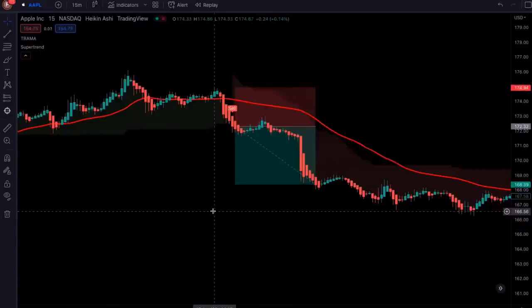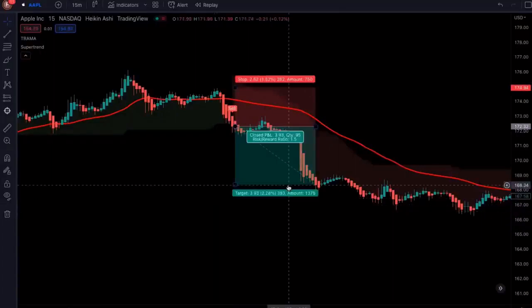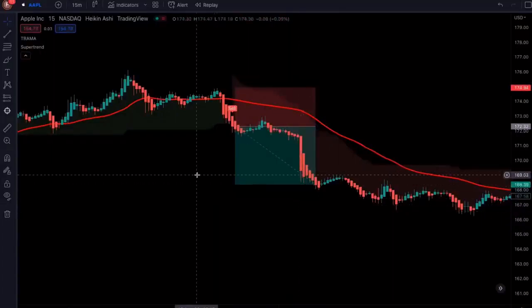And the Supertrend, I really like the Supertrend. I'll show you guys the backtest results, so you decide for yourself what you think about it. But I'm gonna give you my feedback on it as well.